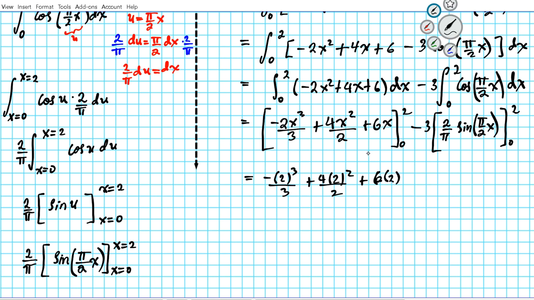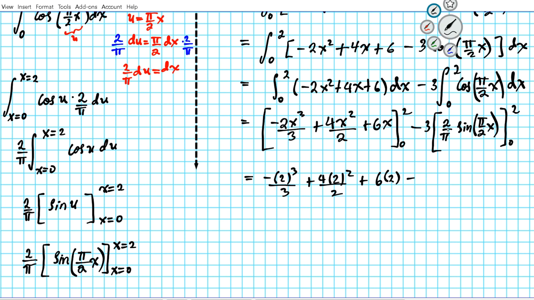Guess what happens when I plug in zeros? They all go to 0. So I don't even have to waste my time with the lower limit because they all have x's there, and when you plug in 0, they all end up being 0. Okay, so that's very convenient. Over here we have minus. So how about we factor out the coefficients to simplify our computation? Anytime you can factor out a coefficient, please do so. Makes your life real easy.